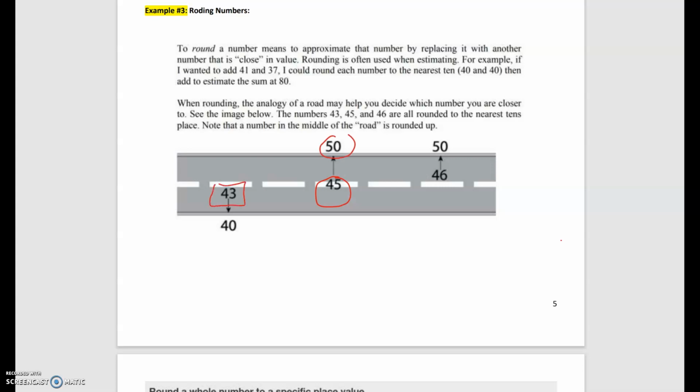The value of 43, it's closer to 40. And then 46, it's closer to 50. What they're doing here is rounding to the nearest tens. So all of these are just estimates.